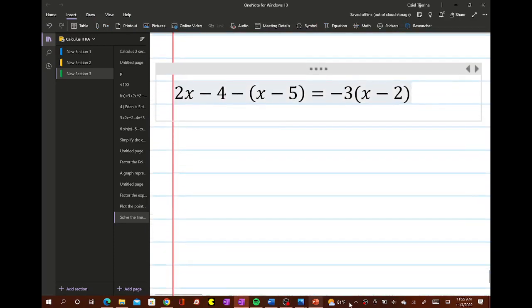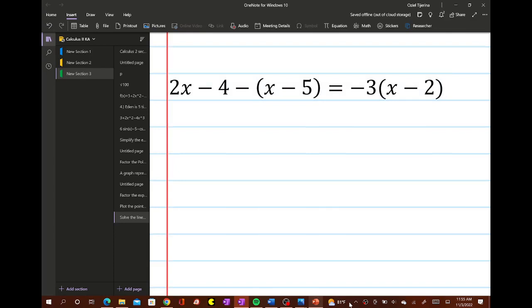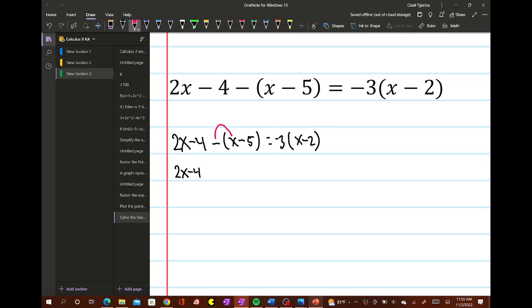Okay, so now we go over the last one. This is the last one I'm going to go over in this video. So let me rewrite it. 2x minus 4 minus x minus 5 equals negative 3 times x minus 2. So this one, you have 2x minus 4 here, and then you're going to distribute this negative right here. So you're going to say minus x plus 5. And then this is equal to negative 3x, and then negative 3 times negative 2 is going to be positive 6.